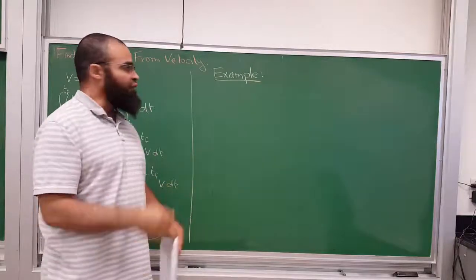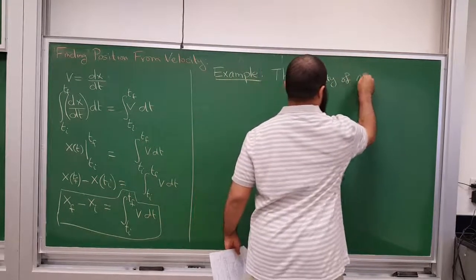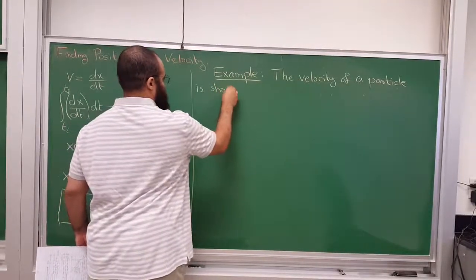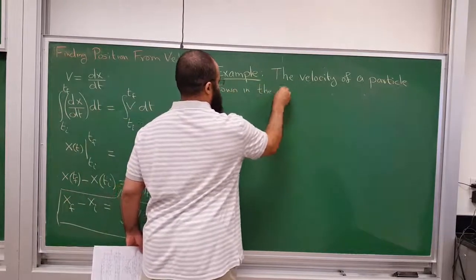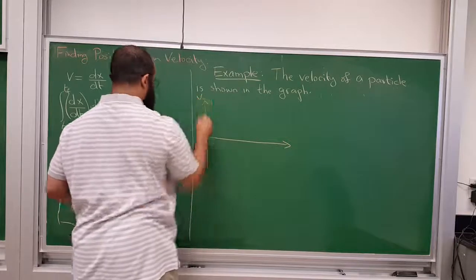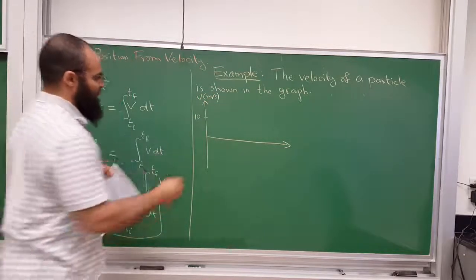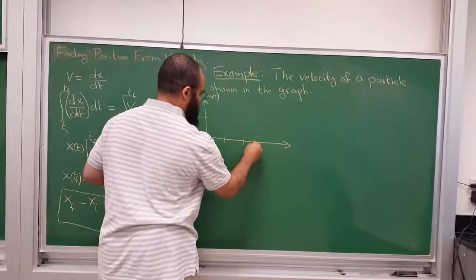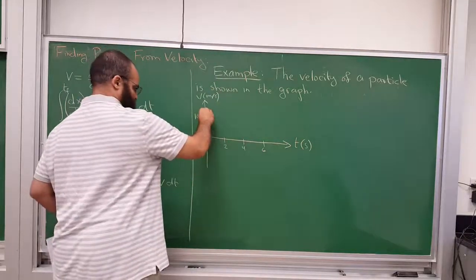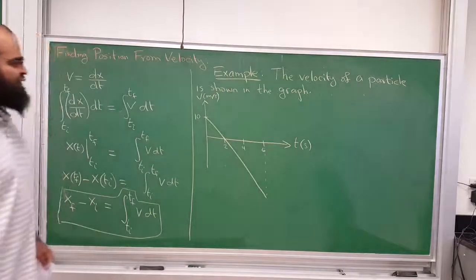The velocity of a particle is shown in the following graph. Here is the graph. Here is the velocity. This is 10. The velocity, of course, is in meters per second. This is 2. This is 4. This is 6. 2, 4, 6 seconds. This is the time. It's in seconds. The velocity as a function of time.